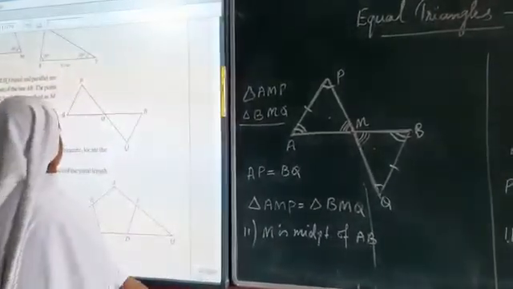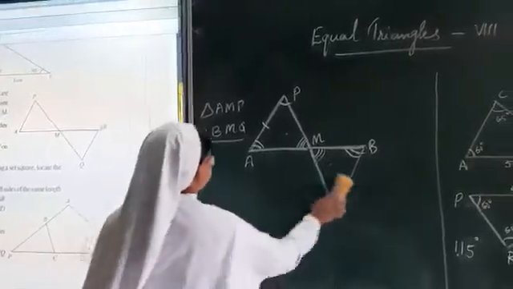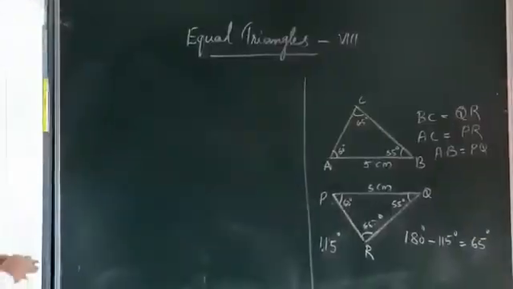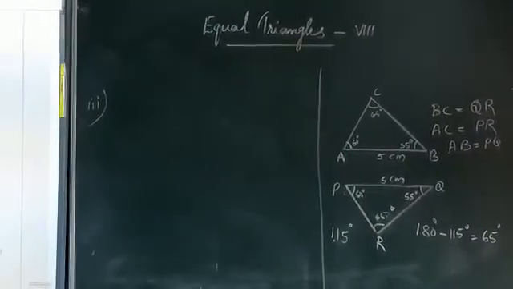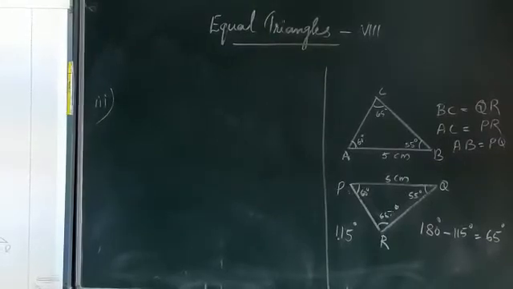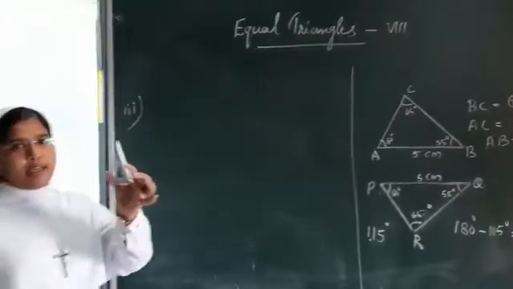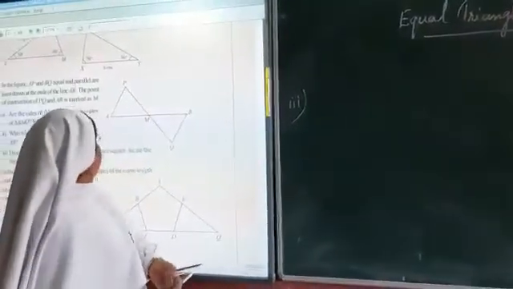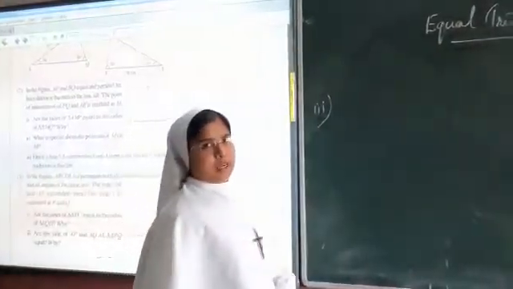Now, the third part of the question is to draw a line 5.5 centimeters long using a set square. Now, this is the set square. Using this, we have to draw a line of 5.5 centimeters and locate the midpoint. Now, let us see the question properly.